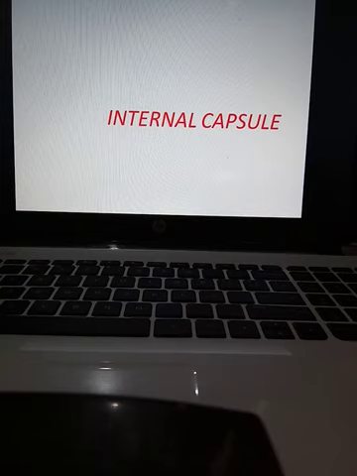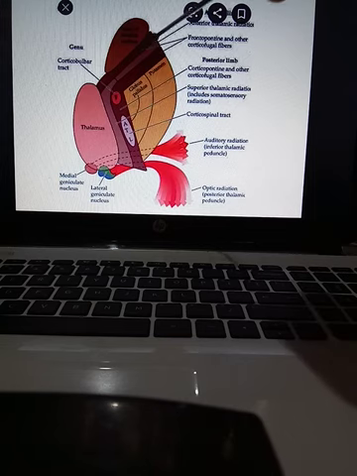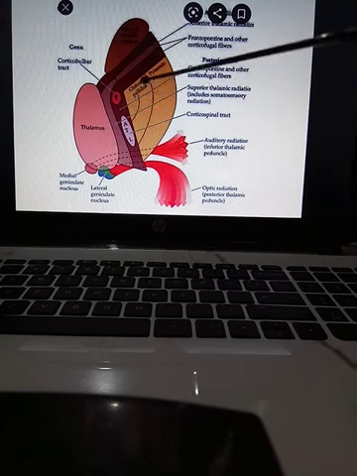Now, what is this internal capsule? Internal capsule is just a large number of nerve fibers which project from the cerebral cortex and interconnect with the subcortical centers of brain and spinal cord. This is your internal capsule.